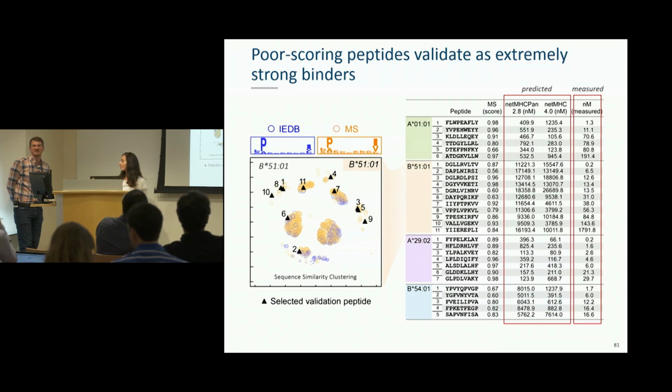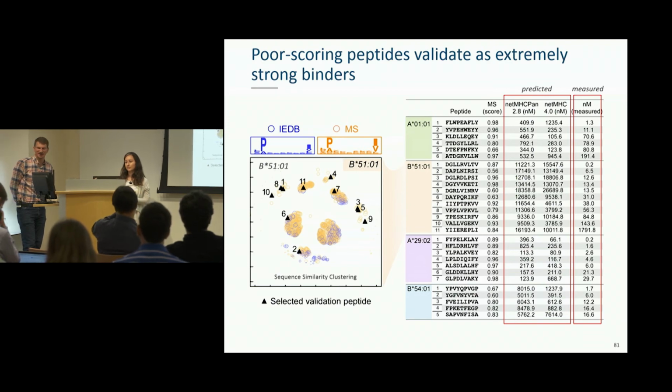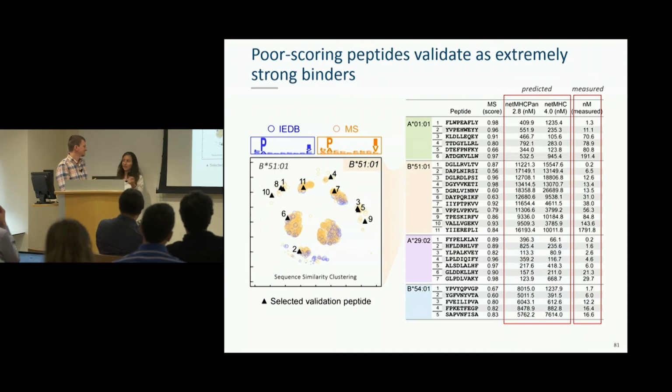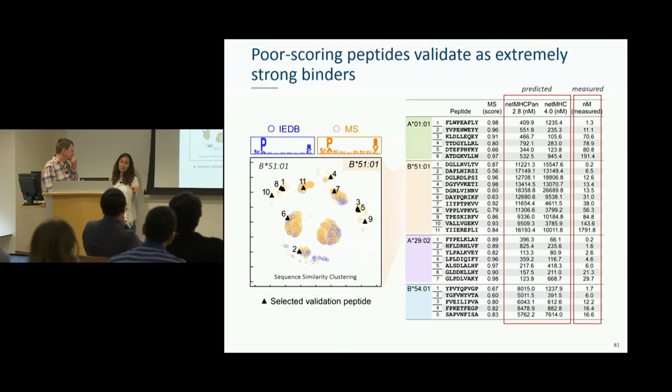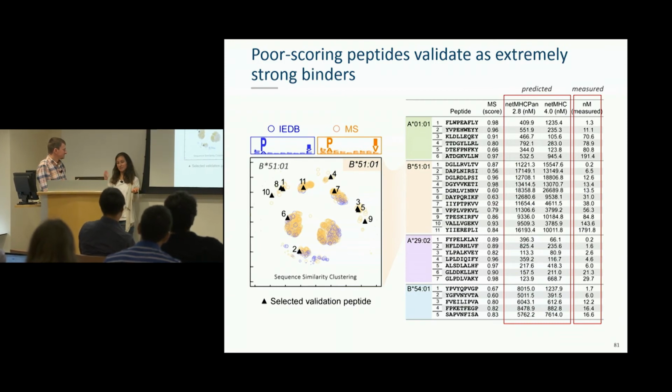Mass spec generates only binders, because that's what you observe. And IEDB contains things that validate as binders as well as things that aren't binders. These plots will only show the things that were validated as binders. Okay, thanks. The yeses from IEDB and the mass specs, which we know are yeses. Yes. And there are also weird things in IEDB, like there are some peptides that appear in multiple experiments, and sometimes they'll be binders, sometimes they won't be. So you kind of have to filter those out.